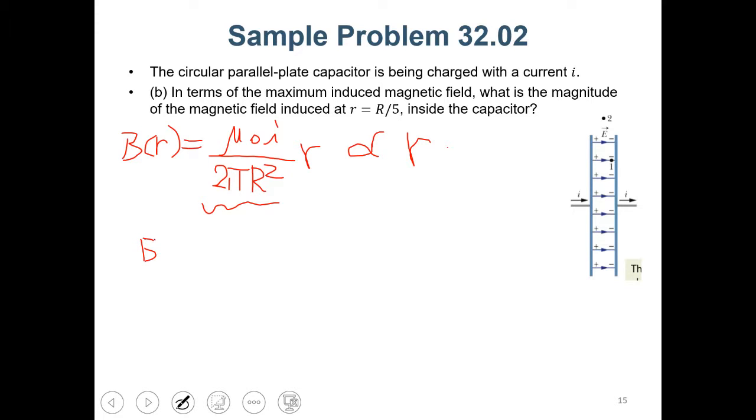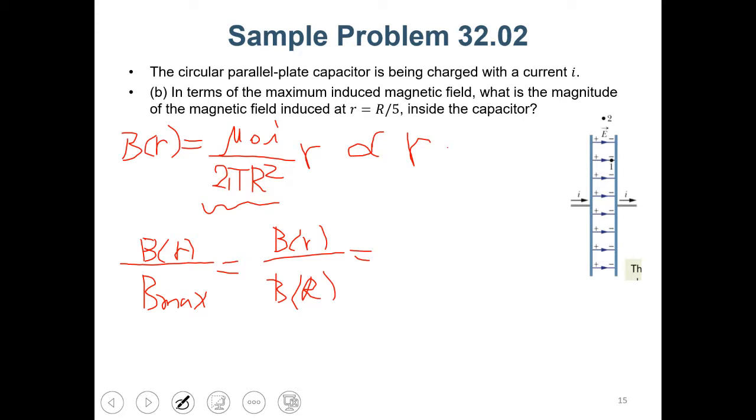So which means that the maximum is that B(R) maximum will be B capital R, and R is 1/5 of capital R, so it will be 1/5, and you can write it as B(R) equals B max over 5. B max over 5. Any questions?